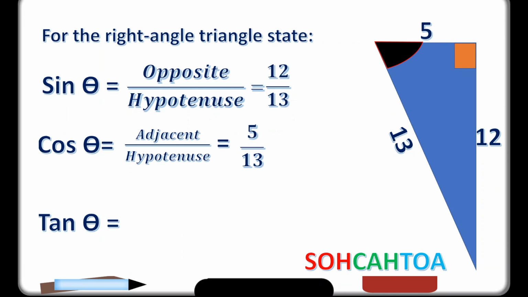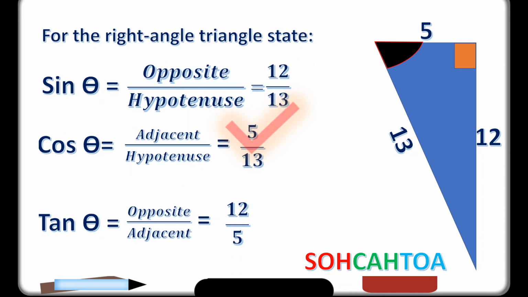And finally, tan, TOA, O over A, opposite over adjacent. Our tan theta, using the location of theta in this triangle, would be 12 over 5, 12 being our opposite and 5 being our adjacent. Excellent work.